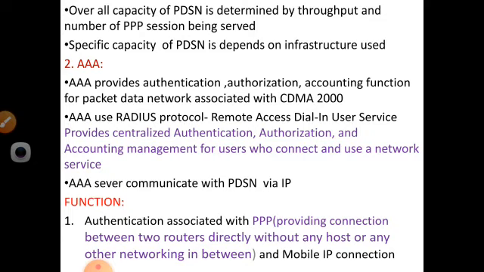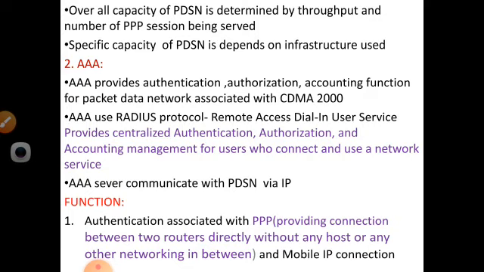The second important parameter is AAA. I already explained that AAA provides authentication, authorization as well as accounting functions. This AAA uses the protocol called RADIUS protocol. RADIUS stands for Remote Authentication Dial In User Service. What is the main function of this RADIUS protocol along with AAA? It provides centralized authentication, authorization and accounting functions.